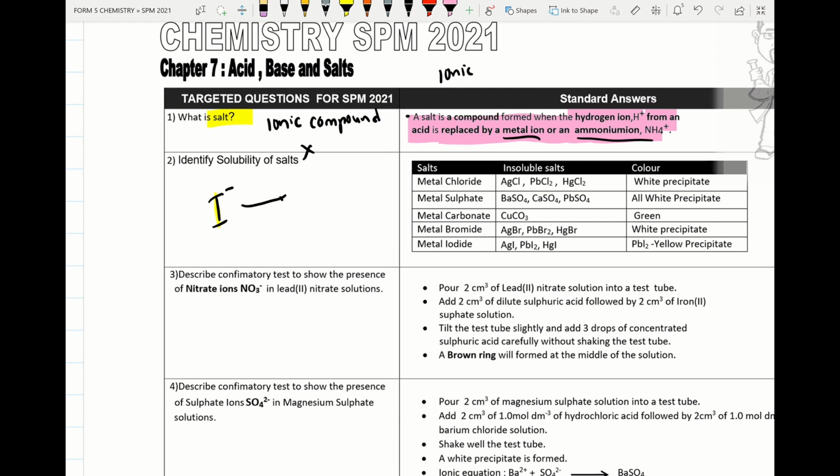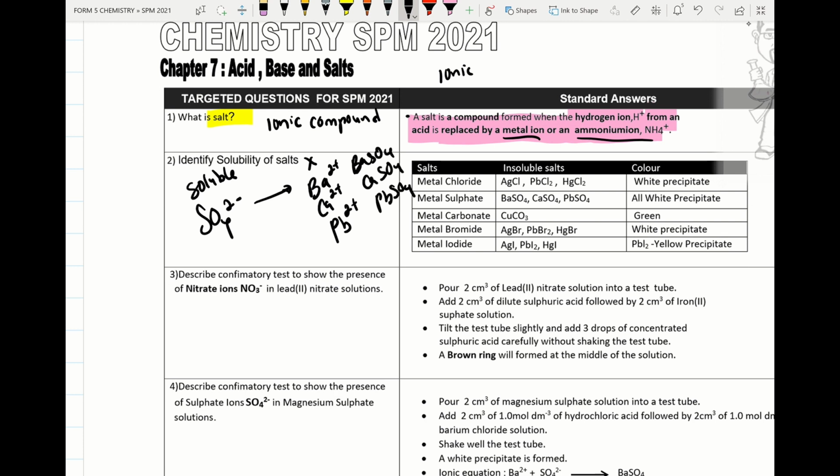So we move on to the next one, sulfate ion. Please remember all sulfates are soluble. So which ones are insoluble? Barium ion, calcium ion, lead(II) ion. Barium sulfate, calcium sulfate, and lead(II) sulfate are insoluble. All these form a white precipitate. And for the sulfate ion, please remember barium ion for the confirmatory test.